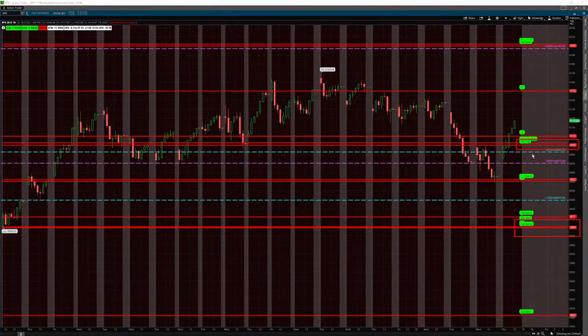Now this volatility trigger shifts a little bit every day, but on Tuesday the price did drop below the volatility trigger, and I think that helped to fuel that downtrend day. And again, now price is trading above the volatility trigger.